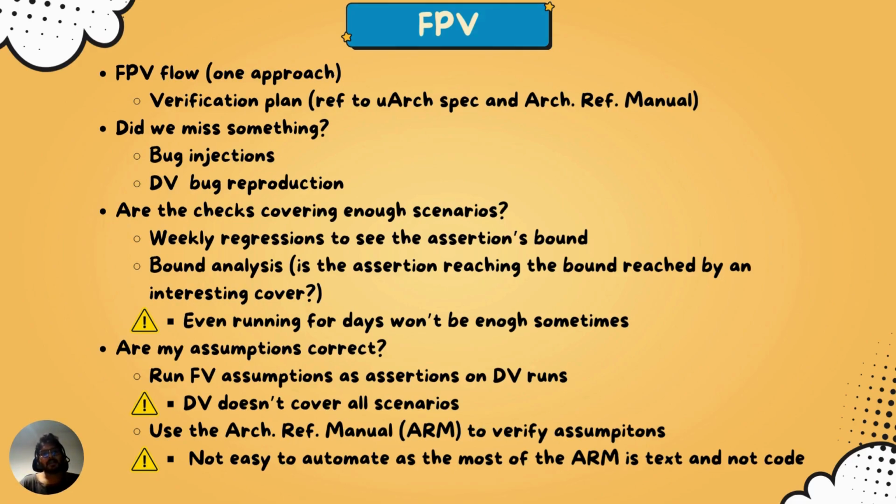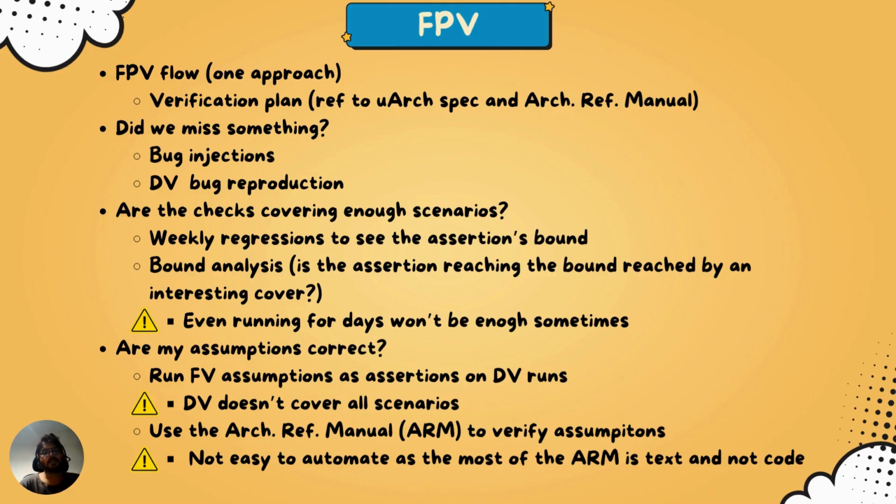We start with reading the microarchitecture spec or the architectural reference manual, and then come up with a plan on what to verify and what the timelines are and what is covered in the scope and what is not. Once we write enough number of checks and they are running okay for a few days, like say 1 or 2 days or something, then we start to check. Or in parallel, you can start to check if we missed something.